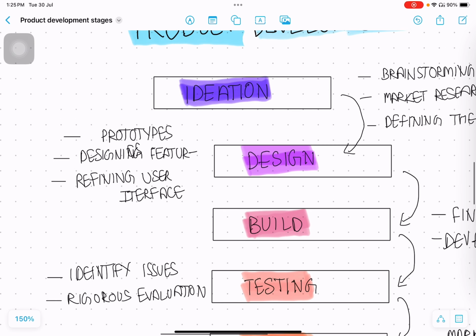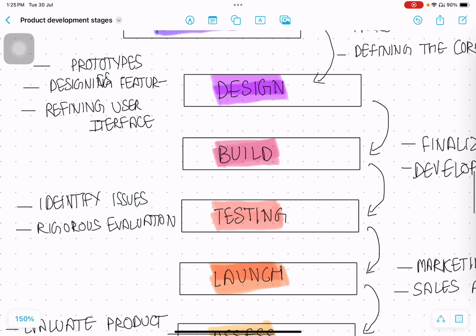Moving to the next stage, testing. In this stage, the product undergoes rigorous evaluation to identify any issues before it hits the market. For example, consider Microsoft's Windows 10 rollout. Microsoft released various build versions to a group of testers before the official release to ensure stability and performance. Testing helps you catch and fix potential problems, ensuring a smooth experience for the end users.